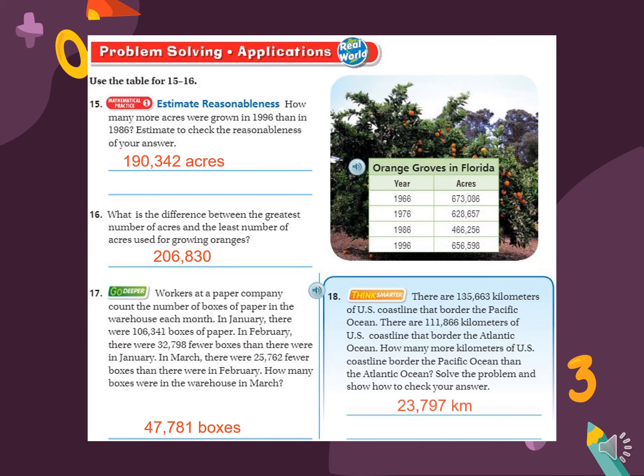Now, question number 18. There are 135,663 kilometers of U.S. coastline that border the Pacific Ocean. There are 111,866 kilometers of U.S. coastline that border the Atlantic Ocean. How many more kilometers of U.S. coastline border the Pacific Ocean than the Atlantic Ocean? Solve the problem and show how to check your answer. So the answer is 23,797 kilometers.